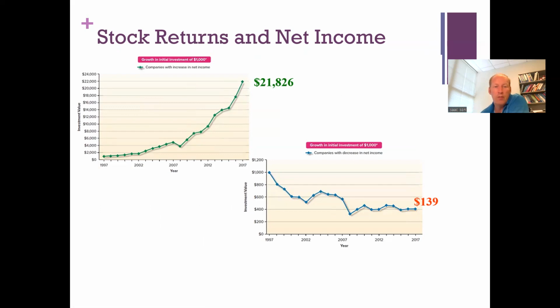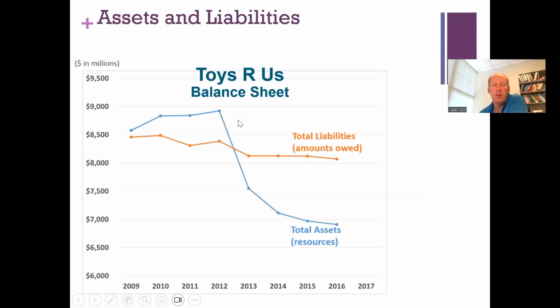If you invested $1,000 back in 1997 in companies whose net income was increasing year over year, it would turn into $21,827. If you invested that same $1,000 in companies whose net income was decreasing year after year, then that $1,000 would decrease down to $139. Makes sense, right? Companies that are long-term profitable, their stock price eventually will go up.